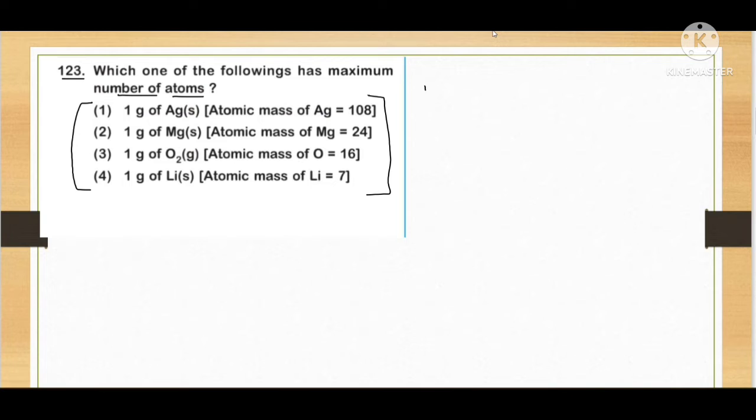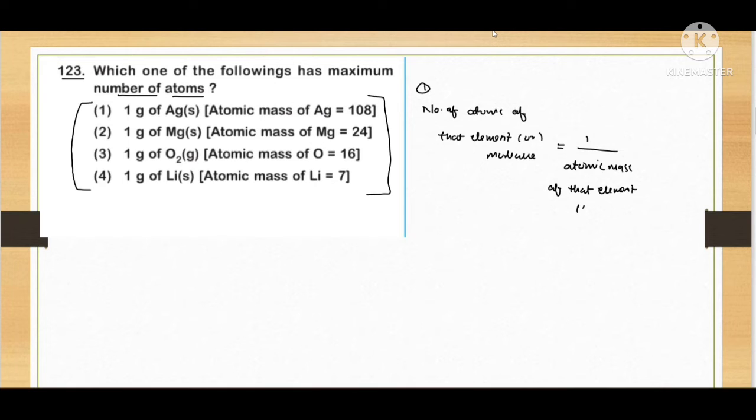We know the formula: number of atoms of that element or molecule is equal to 1 by atomic mass of that element or molecule, into Avogadro number. We know that Avogadro's value is 6.023 into 10 power 23.